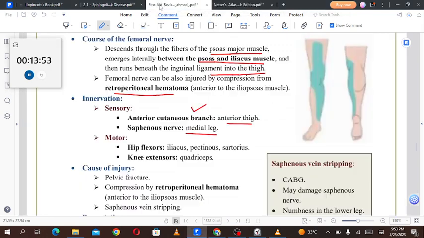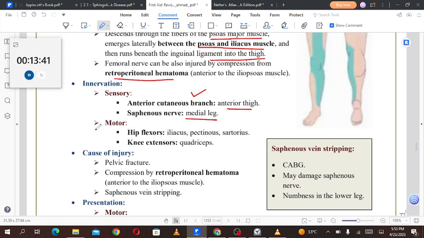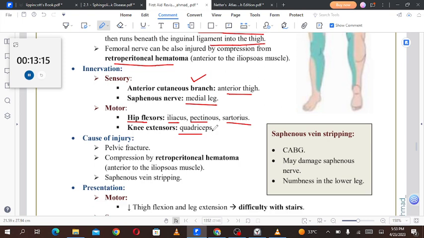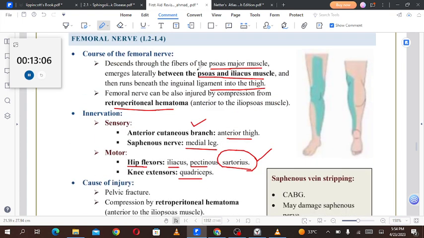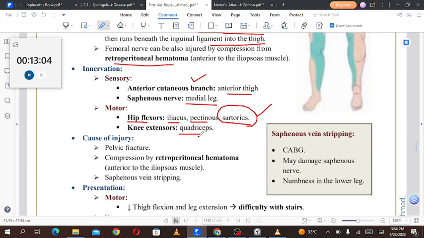Then moving forward, we have the motor nerve. The motor supply goes to the hip flexors, which are iliacus, pectineus, and sartorius muscle, and the knee extensors, which are quadriceps. So this is the motor innervation, right? The sensory innervation: the anterior cutaneous branch will supply the anterior thigh, and the saphenous nerve will supply the medial leg. To be simple, but we have also seen a detailed picture of that. And the motor supplies the hip flexors, which are iliacus, pectineus, and sartorius. Sartorius is a flexor, and it is supplied by the femoral nerve. The knee extensor is the quadriceps.